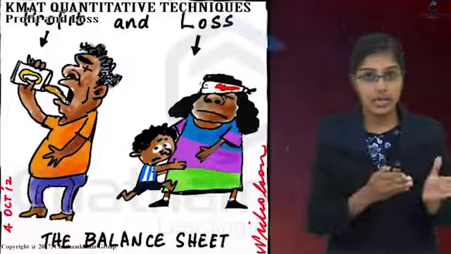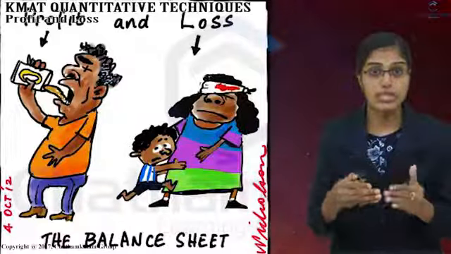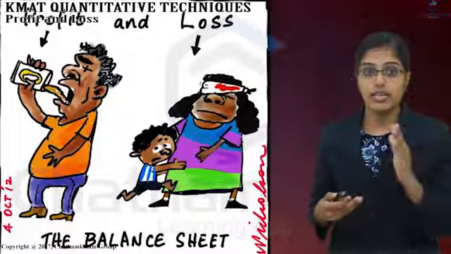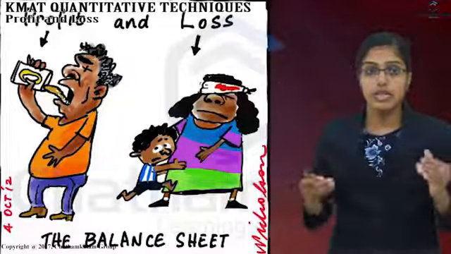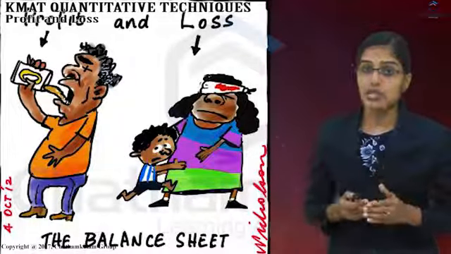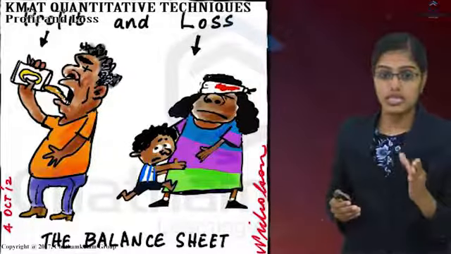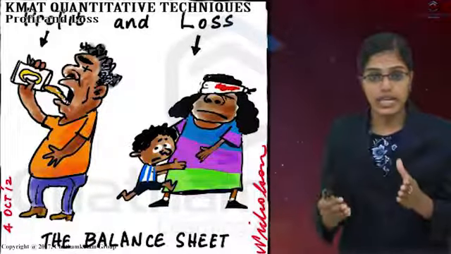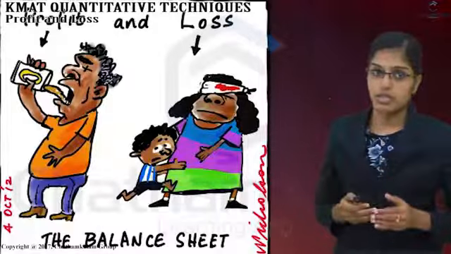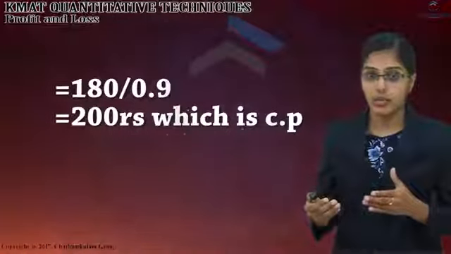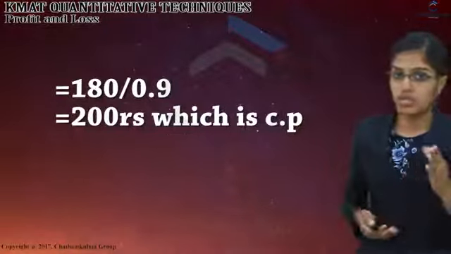Now, I sold it for 180 rupees, and that is a 10% loss. Doesn't that mean this is exactly 90% of the CP? So to get the CP, divide 180 rupees by 90%. So 180 divided by 0.9 is equal to 200 rupees, which is the CP.